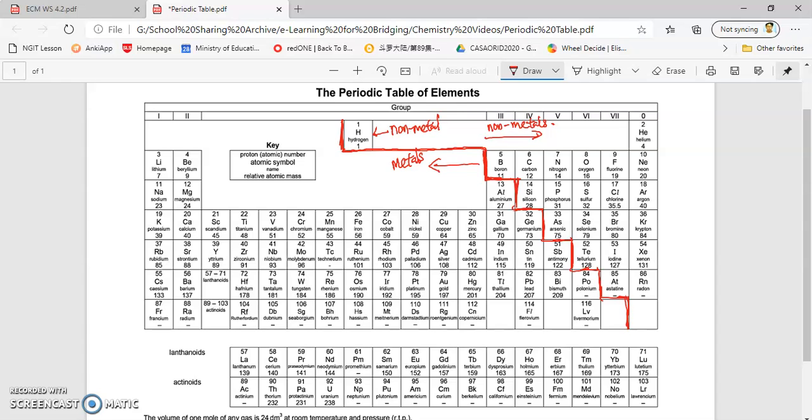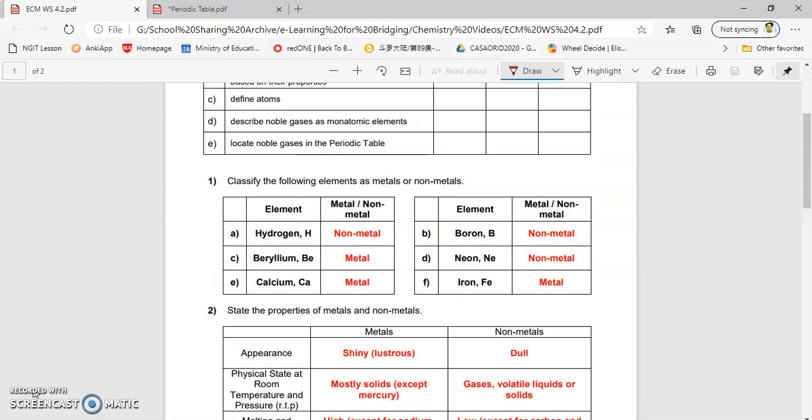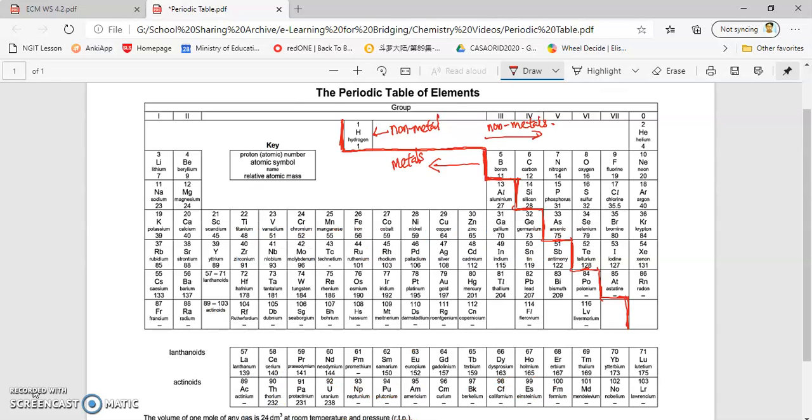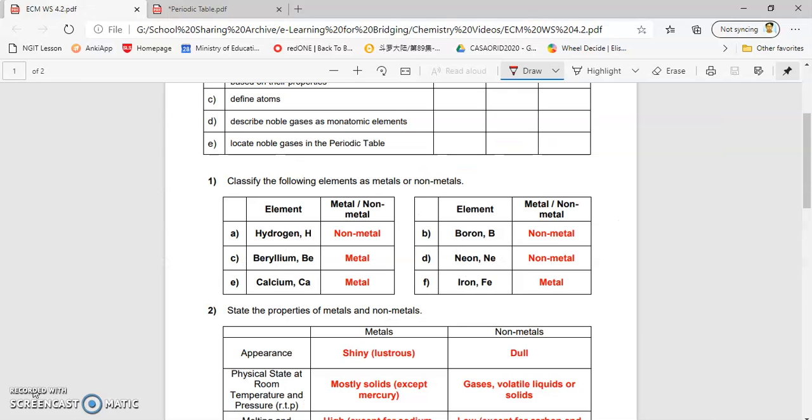Okay, so wait for a while. Okay, so let's go back to our worksheet. If you look at all these elements over here, how do I know whether it's metal or non-metal? You look at your periodic table. So hydrogen, non-metal, because it's on the right-hand side of the staircase line.